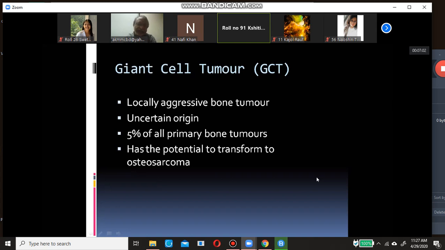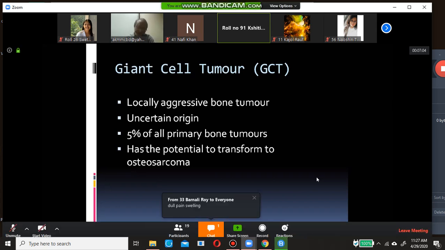Then what is the common age group? Between 20 and 40, mid-age anyway, sir. Middle age, yes, that's true. Then there will be dull pain in the bone. It can happen close to a joint. Which site is common? Around the knee, so the distal part of the femur and proximal part of the tibia. These are the common sites.